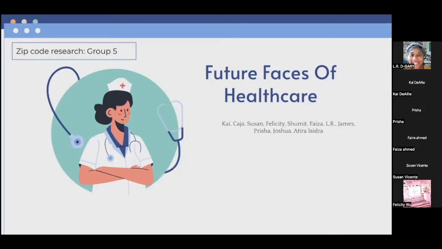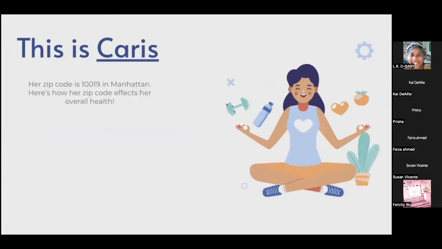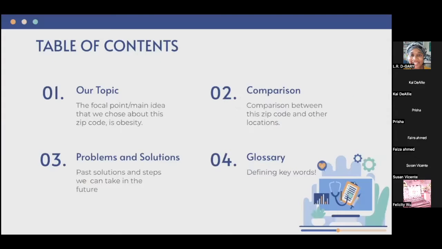We introduce you to Carrot, a Manhattanite living in 10019. Let's see how her zip code affects her health. We will discuss our main health focus, obesity, and how obesity rates in other boroughs compare to hers. In addition, we will touch on problems and solutions for this topic.